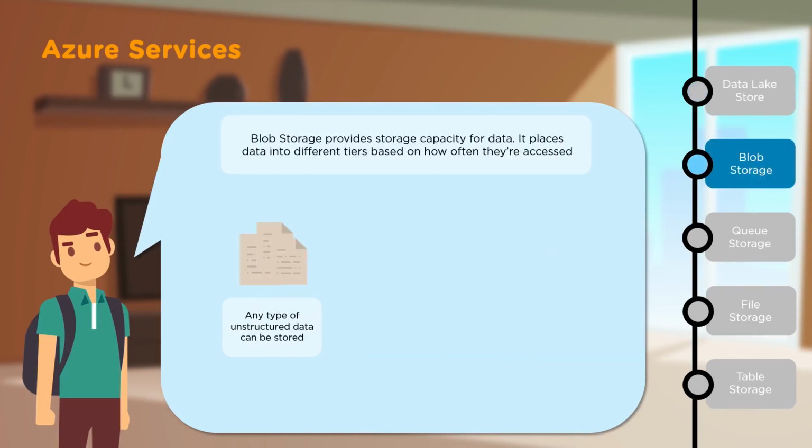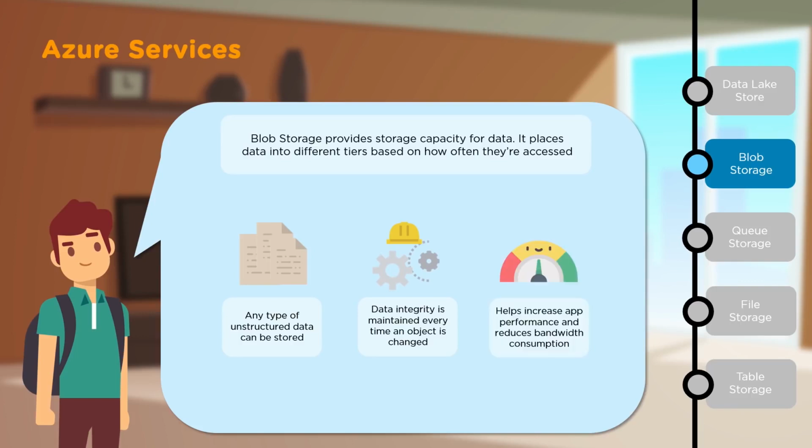Next up, we have Blob Storage. Now Blob Storage provides a storage capacity for data. Now depending on how often a particular data is used, it is classified into different tiers. Now all the data that is within the Blob Storage is unstructured data. Now it has a way of ensuring that the data integrity is maintained every time a particular object is being changed or the data is being accessed. And it also helps improve app performance and reduces bandwidth consumption.